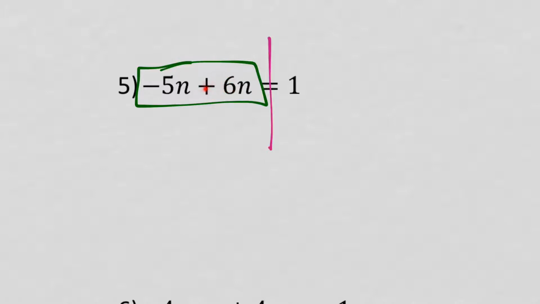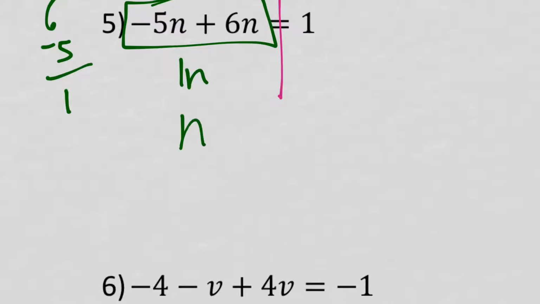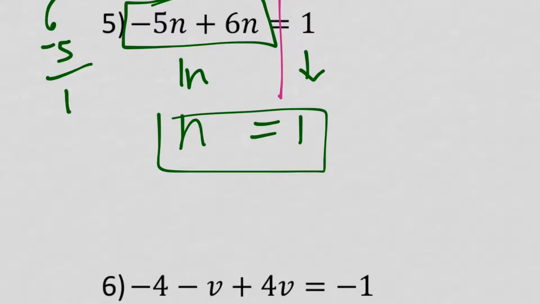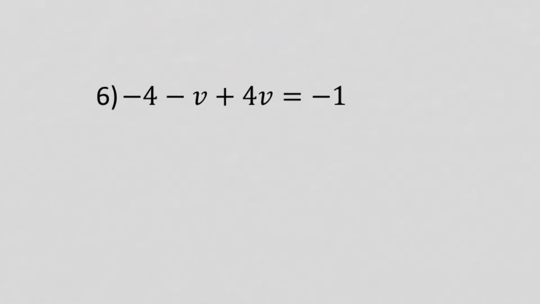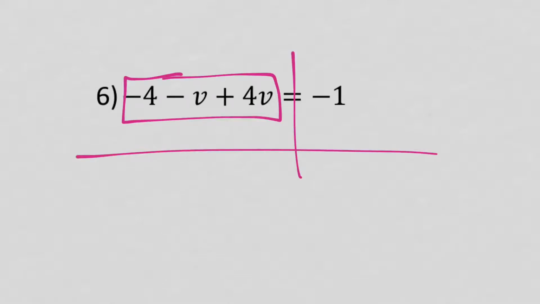Since this guy is positive 6 and this guy is negative 5, 6 minus 5 is just 1. So I'm going to be left with 1n, or just n. I don't need to write the 1 because it's positive. So now I bring down the 1, and here's my solution. If you would have written it as 1n, then you could have divided by 1, but 1 divided by 1 still gives you 1.